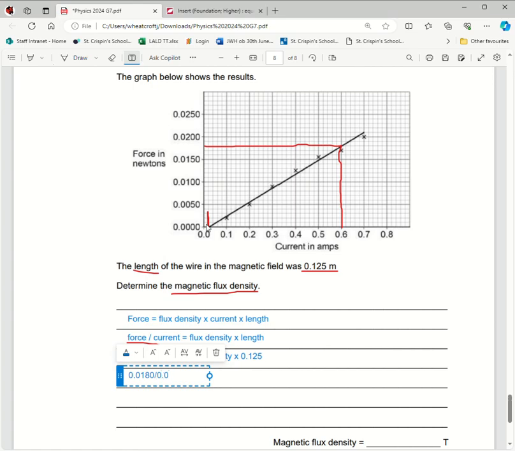So this actually becomes 0.018 divided by 0.58. Apologies, we're doing the difference between 0.6 and 0.02, so that's why it's 0.58. That then is our gradient, so that's me putting those numbers in there. And then that's going to be equal to our flux density times 0.125. So let's do a bit of calculations.